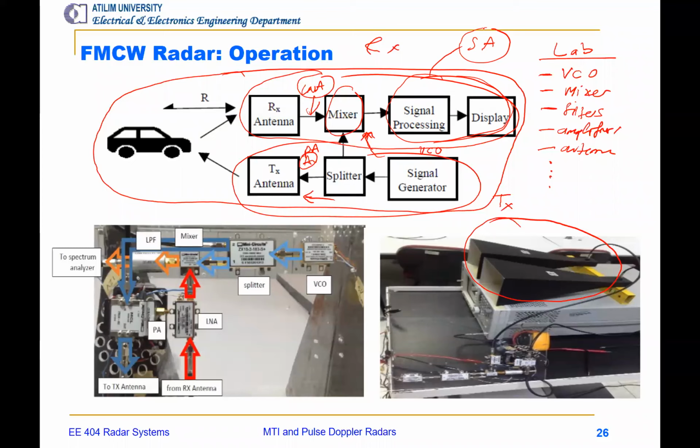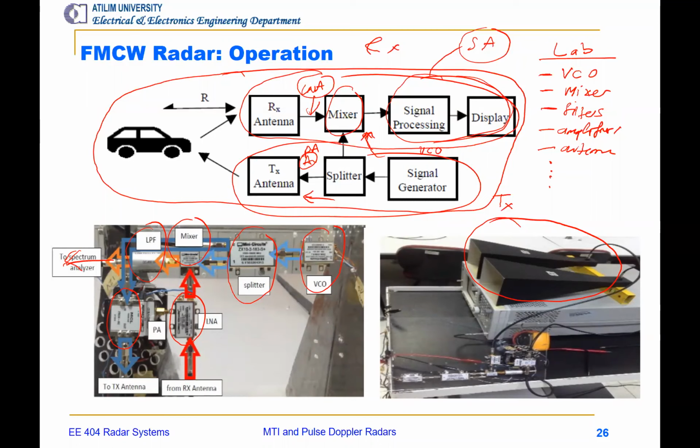Okay, at the bottom on the left, you see the hardware. We have the VCO here and the splitter, and we have a mixer. Not all are shown here, but here is the low pass filter, and here is the power amplifier and LNA, so two channels. Then the output of this goes to the spectrum analyzer.